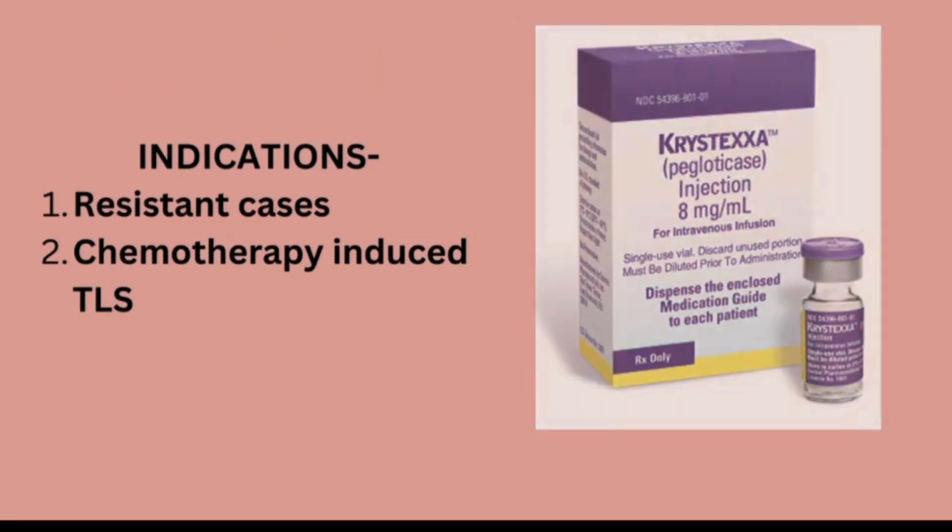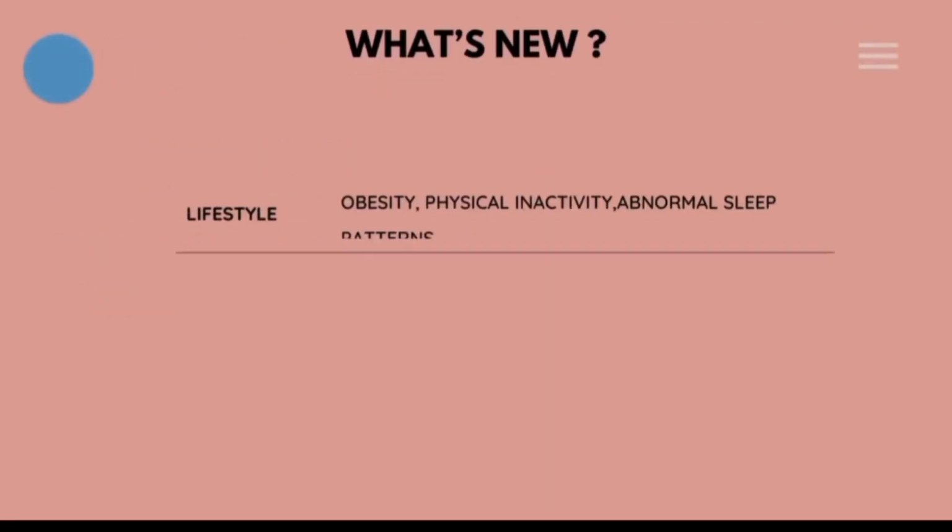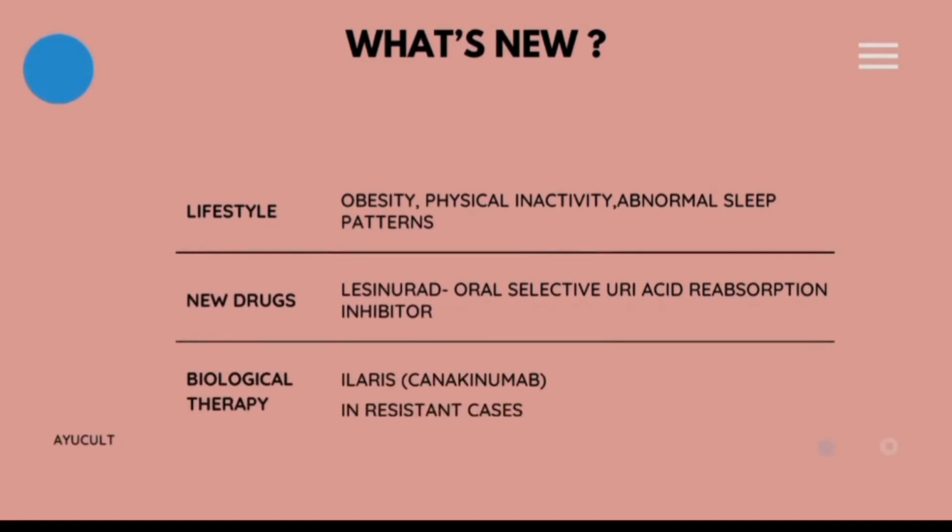Let's end this session by talking about the research that has taken place for the treatment of gout. The role of obesity, physical inactivity, and abnormal sleep patterns has been proved in the etiology of gout. New drug called lesinurad, which is an oral selective uric acid reabsorption inhibitor, has been in the limelight. And Ilaris, that is canakinumab, is the first biological therapy accepted for the treatment of gout and has been approved by the FDA.